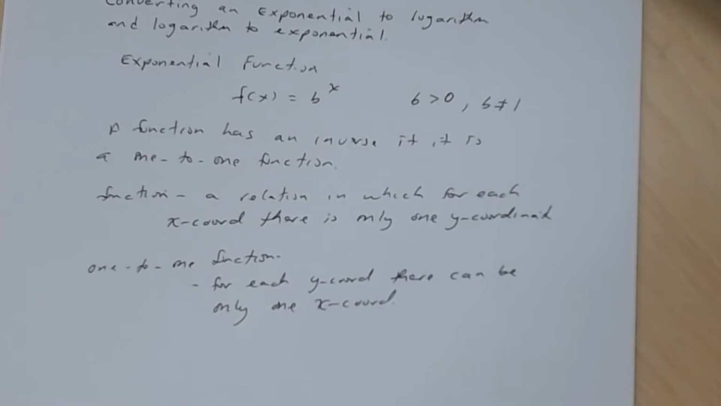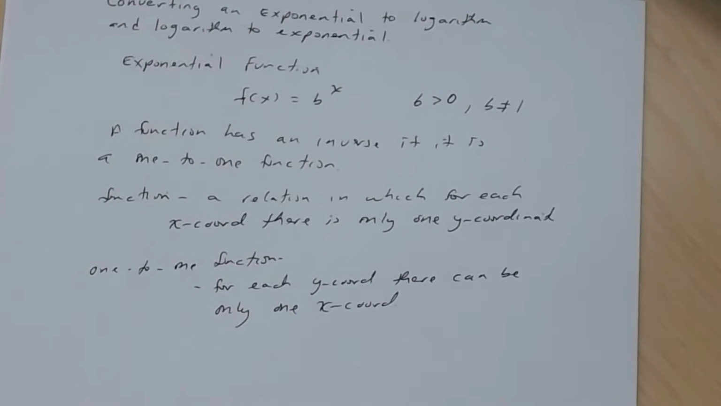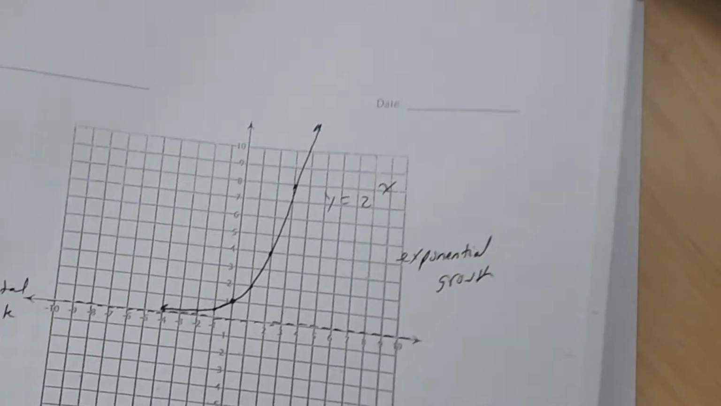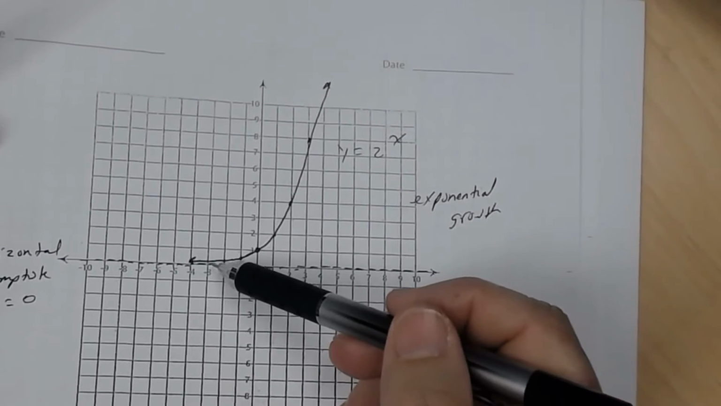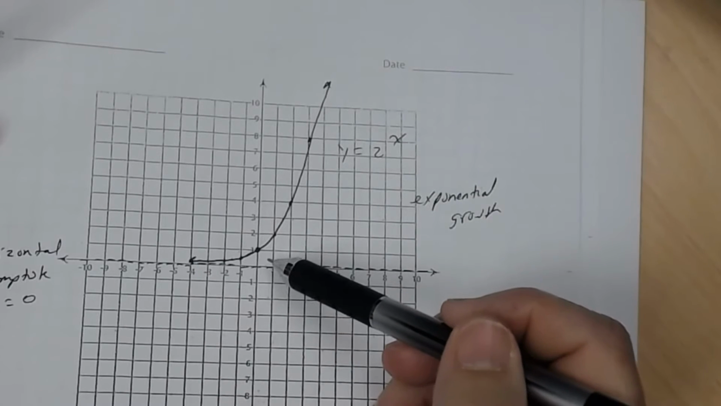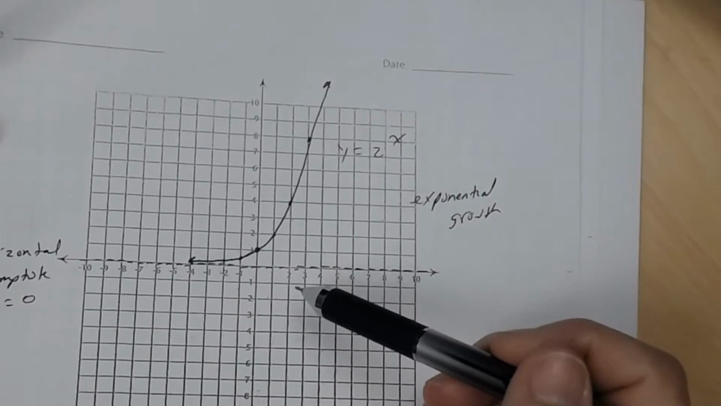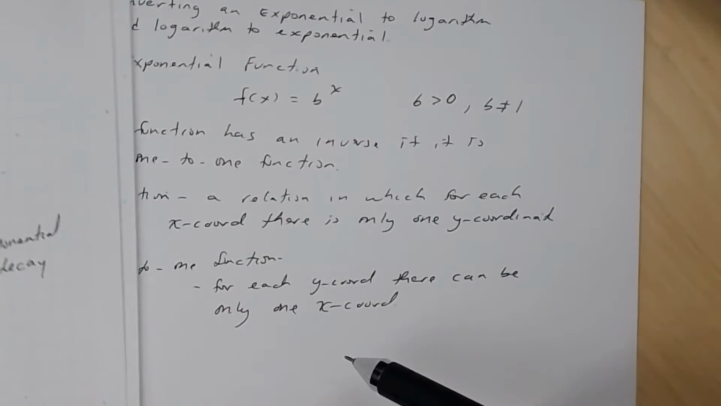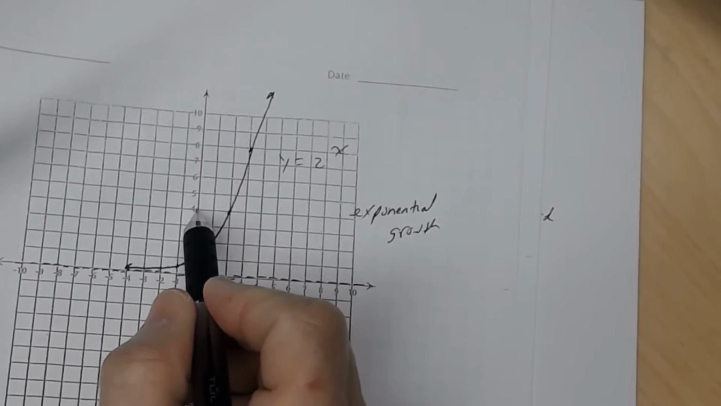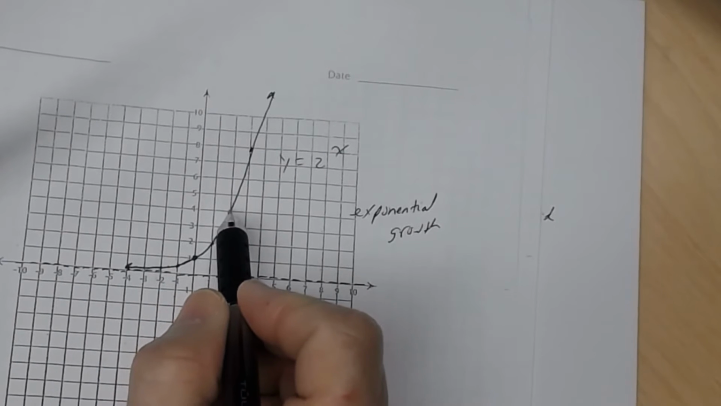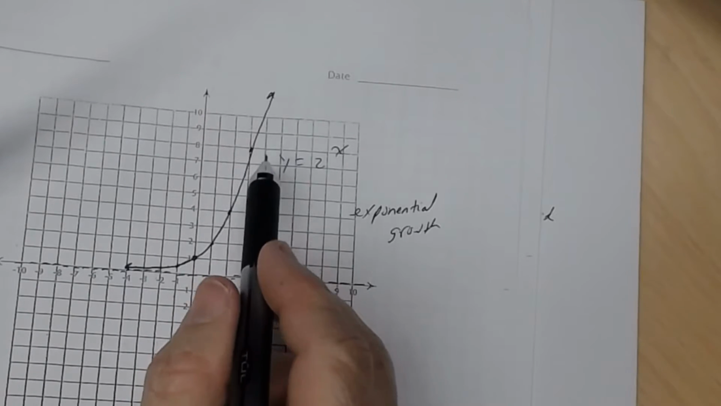All right, now let me go ahead and make this look a little bit better. Okay. Now remember, when we talked about functions, we could use the vertical line test to determine if a relation is a function. So notice that for this x-coordinate, there's only one y-coordinate. For this x-coordinate, there's only one y-coordinate. For this x-coordinate, there's only one y-coordinate associated with it. A 1-to-1 function is a function in which for each y-coordinate, see this y-coordinate right here, there's only one x-coordinate. For this y-coordinate, there's only one x-coordinate. For this y-coordinate, there's only one x-coordinate.